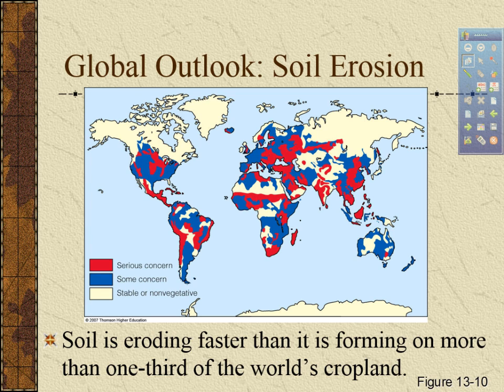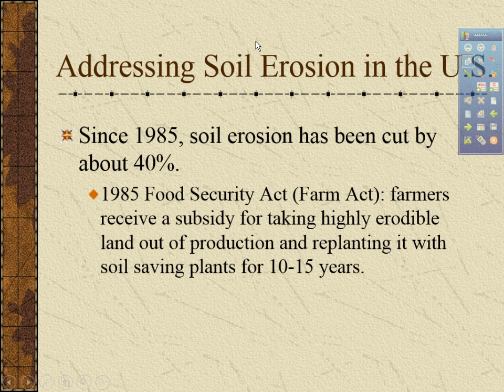Alright, so soil erosion. It's eroding faster than it's forming on more than a third of the world's land. So you can see the stuff in red is a serious concern, the stuff in blue is some concern, and then there's either non-vegetative land, like desert right here in Africa or South America, or very unstable land. And I think we're going to stop there for now.